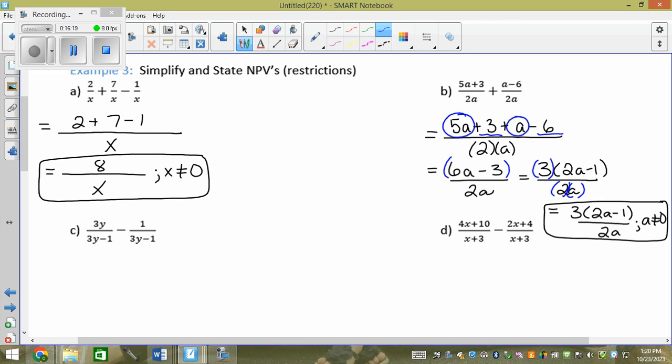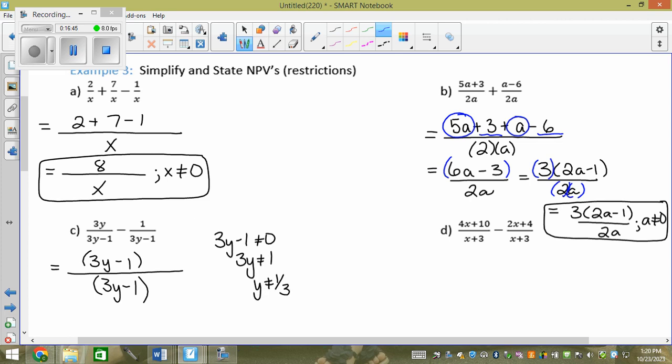Okay, this one here, we have 3y minus 1 is my common denominator. On the top, I get 3y minus 1. Wait a second. They match. What do I have to do before they match? NPVs. So I have 3y minus 1 can't equal 0. 3y can't equal 1. So y can't equal a third. So my restrictions or my non-permissible values.